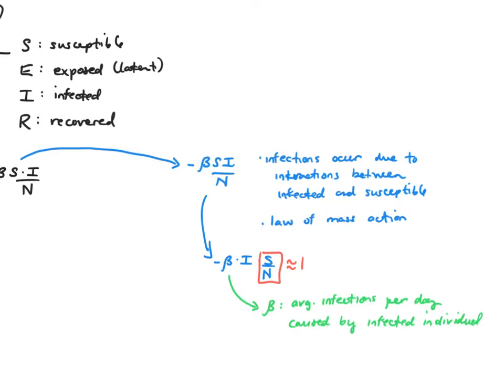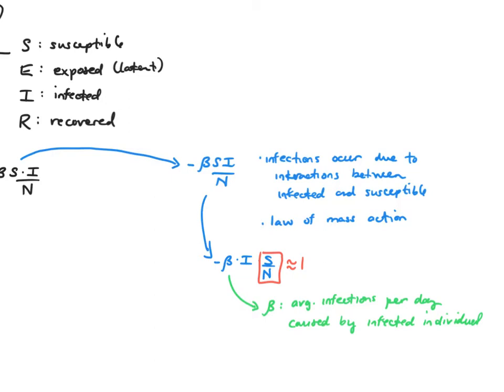This is connected to the basic reproductive number R0, but it's not quite the same thing. R0 would be the same thing over the length of infection, not per day. The average infections caused over the length of the infection by an infected individual in a completely susceptible population.